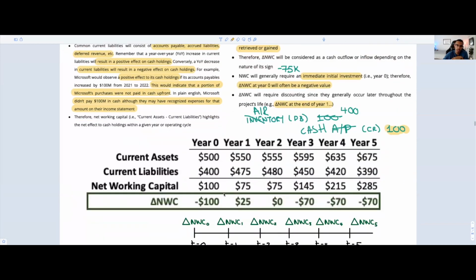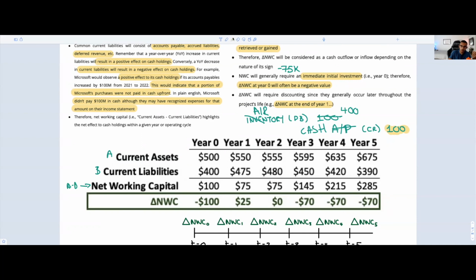So on the screen now, you see 5 years. You see year 0 all the way to year 5, and those are displayed through different columns. Then you'll see different rows. You'll see 1, current assets, 2, current liabilities, 3, net working capital, and 4, the change in net working capital, which is what we really care about. What's awesome here is that if you do the math yourself, current assets minus current liabilities gives you your net working capital, which is A minus B if you want to simplify it.